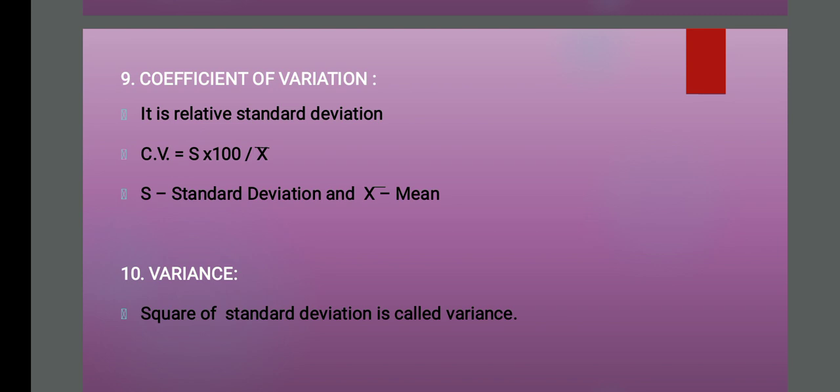Is variance clear? I'll repeat once again. So variance is nothing but the square of standard deviation. So simply you have to substitute the formula for standard deviation. S square is called as variance. S is nothing but standard deviation. Is it clear? I'll go with the next topic, ma.